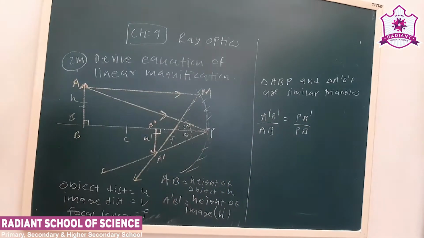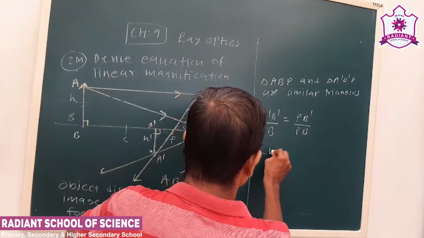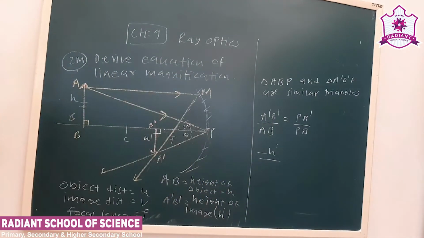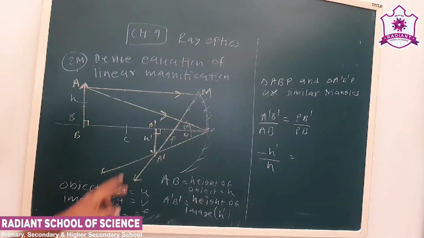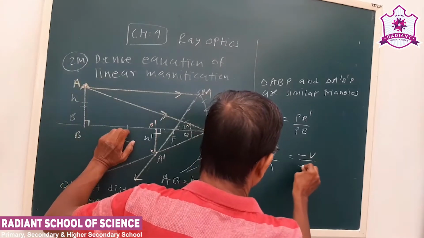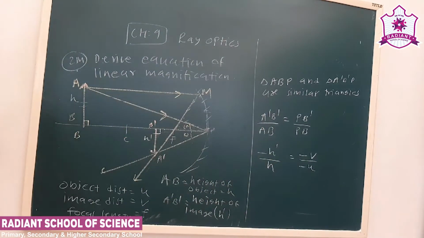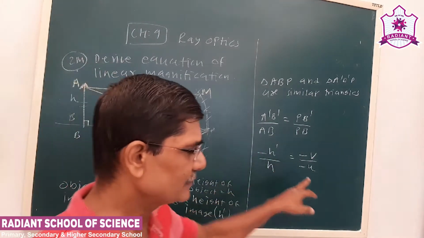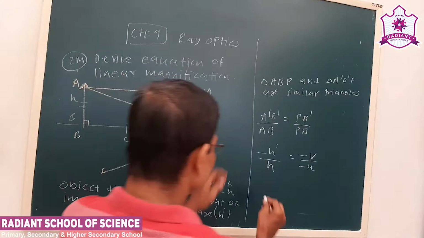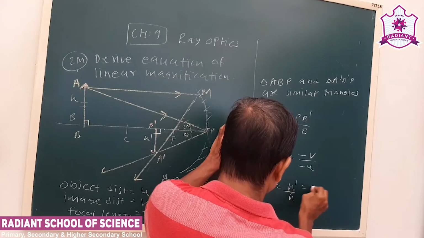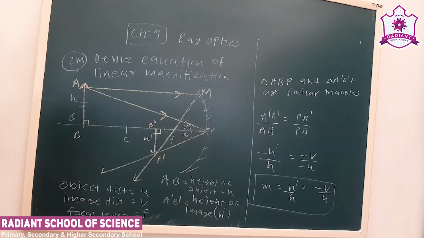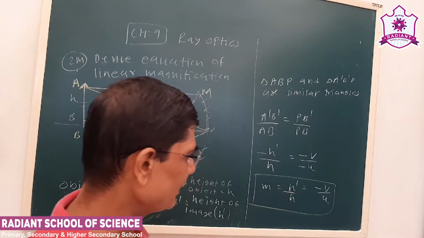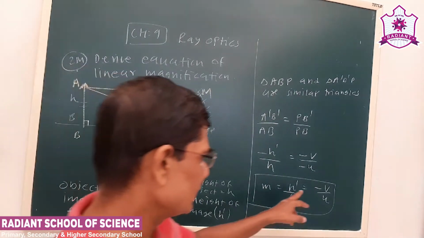Now A dash B dash is the height of the image, which is below the principal axis, so as a convention we take a negative sign. AB is above the principal axis, so we take positive. PB dash is the image distance, so we take minus V, and PB is the object distance, so we take minus U. There are three negative signs, which make the answer negative. So by definition, magnification M, which is H dash by H, is minus V by U.